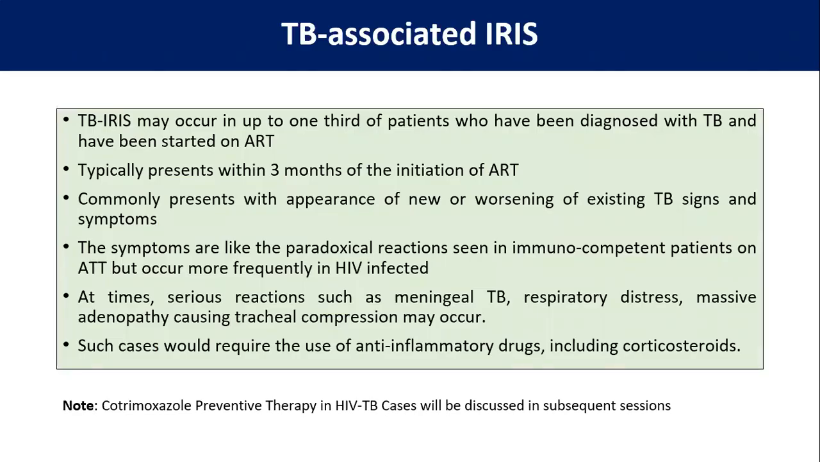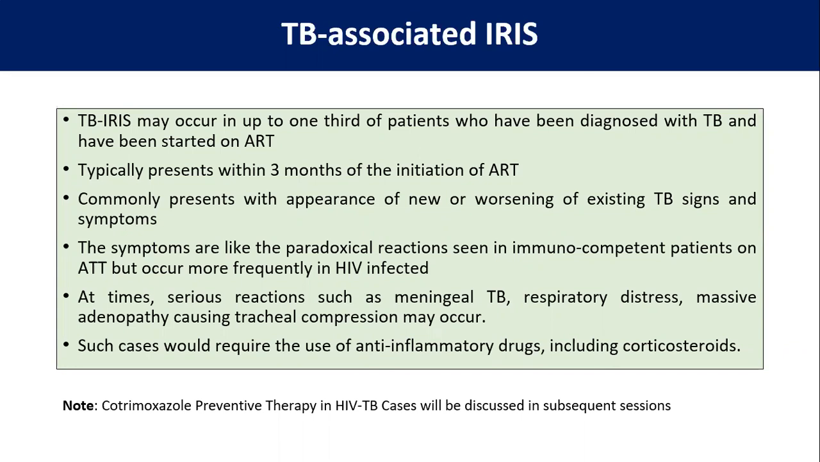Now, TB associated with IRIS. TB IRIS may occur in up to one-third of patients who have been diagnosed with TB and have been started on ART. Usually it presents within 3 months of initiation of ART, but it can also present later. It commonly presents with the appearance of new or worsening signs of TB and TB signs and symptoms. That is, it is a paradoxical IRIS, because the patient is already on ATT.